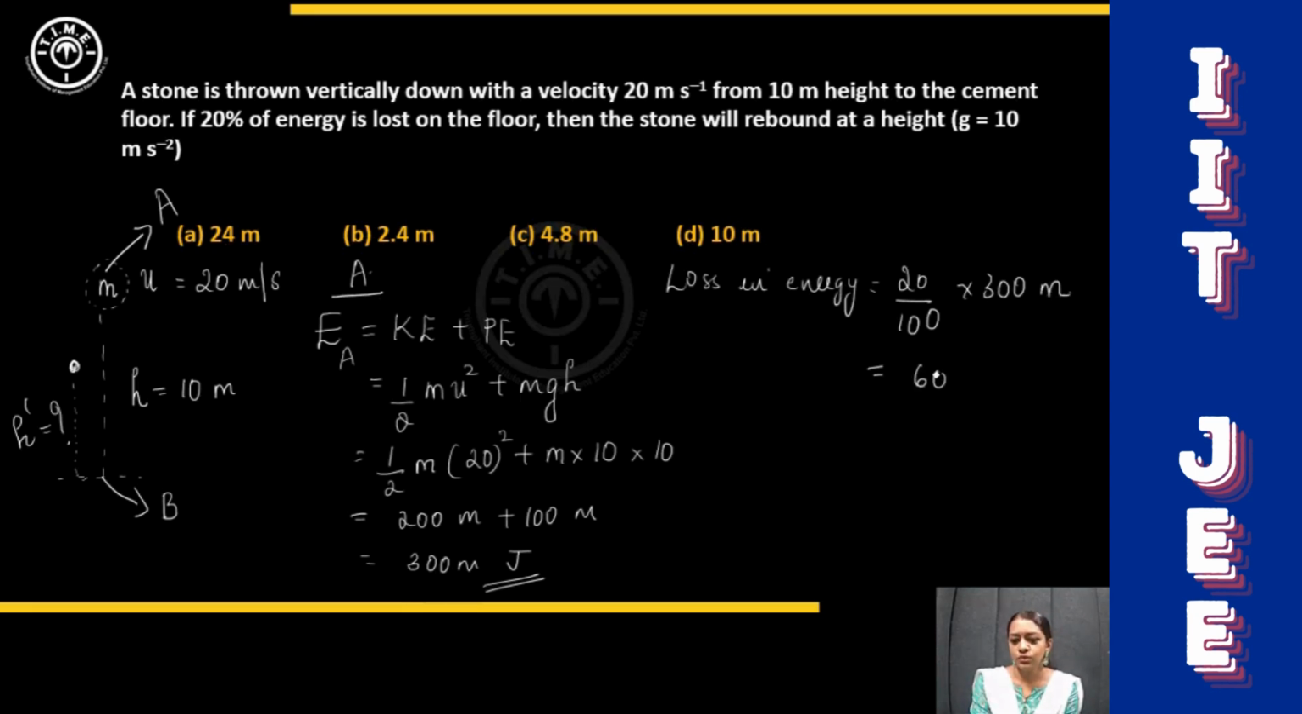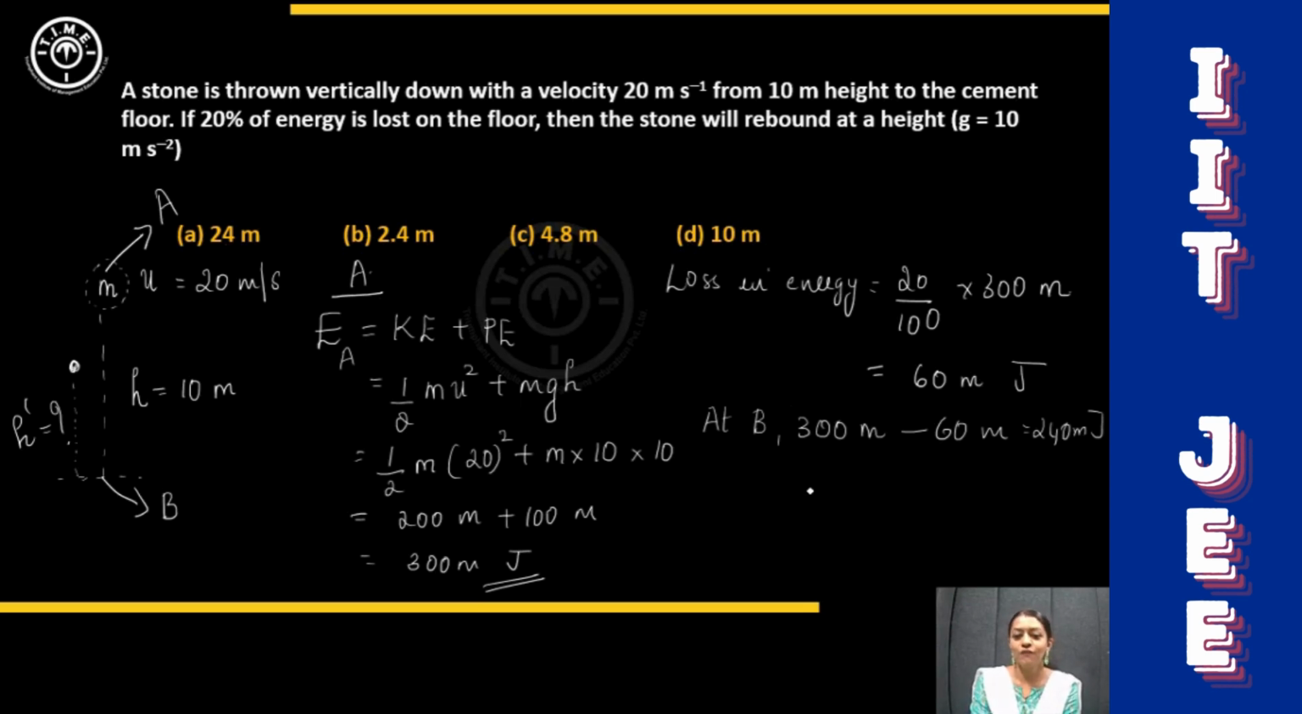So this will give you 60 mJ. This is the energy lost. Now what is the remaining energy at point B? Yes, it is 300 m minus 60 m, that is 240 mJ, isn't it? Now with this energy, the stone is again rebounding to a certain height h dash.